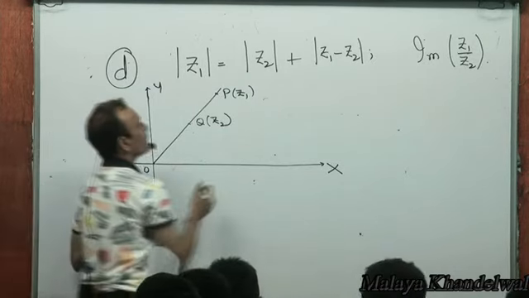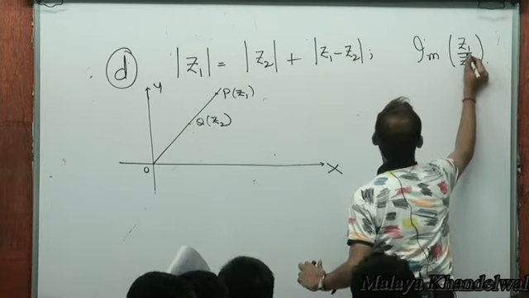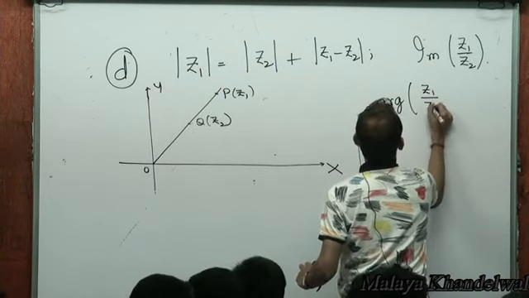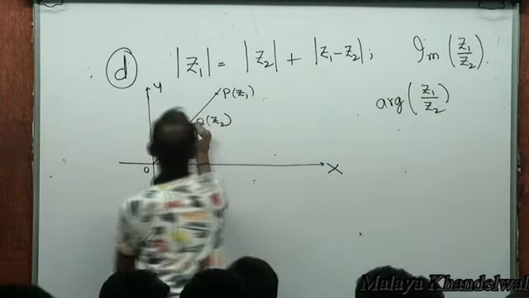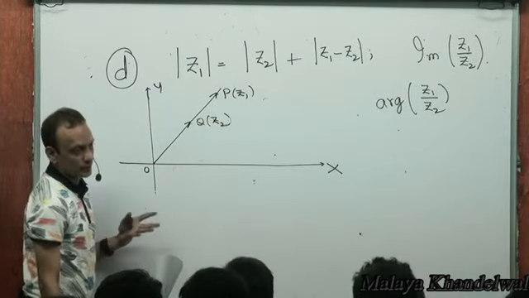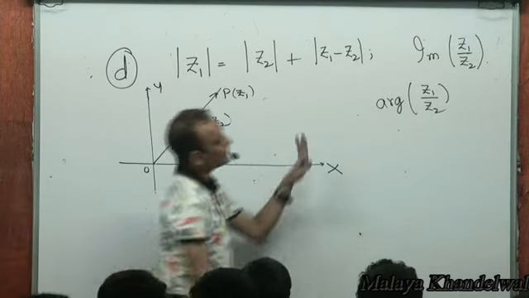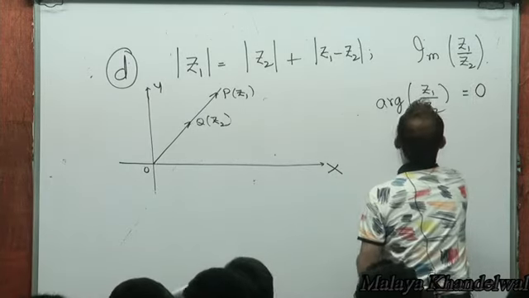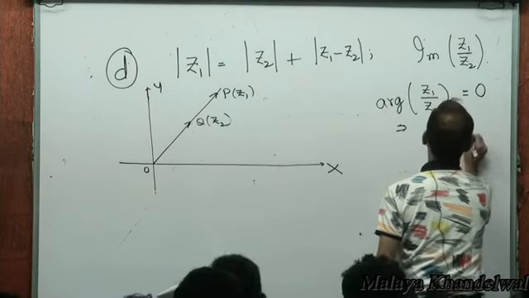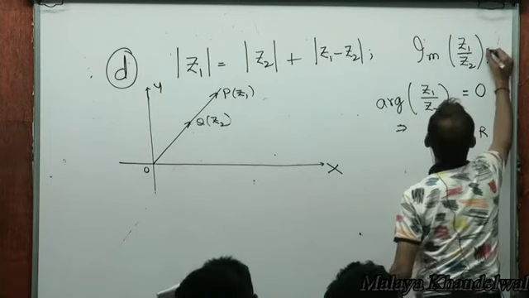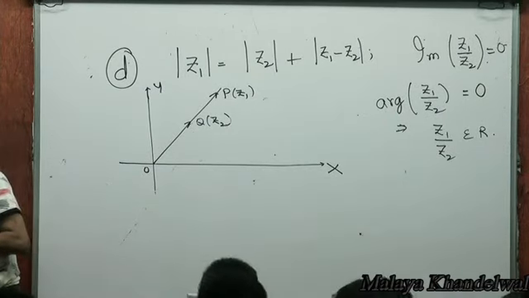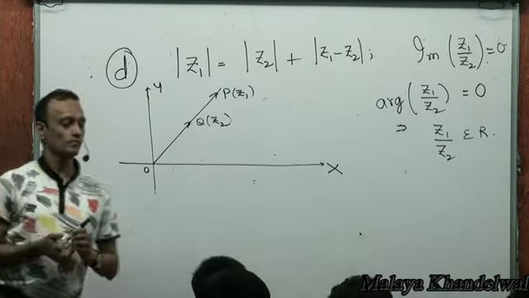And therefore, very clearly, argument of Z1 by Z2, the amount by which you must rotate the denominator vector Z2 so that it coincides with the numerator vector Z1, is 0, or it could be pi depending on the relative orientation. So in any case, if it is 0, this means it must be purely real. Z1 by Z2 must be real, and if it is real, its imaginary part must be 0. Right?